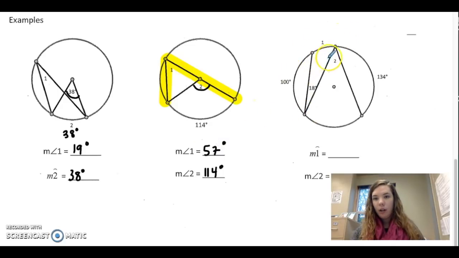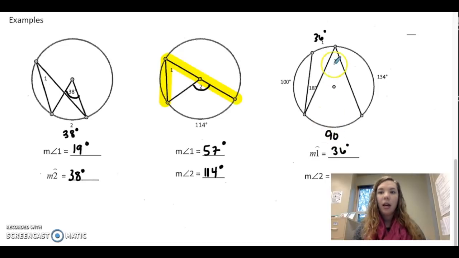Here, when you figure out 1 and 2 again, this is an inscribed angle, so the arc measure is double. 18 times 2 is 36. If I know these three, then I can find this last one by taking 360 minus 136 and 134. So this last one is 90. My inscribed angle is half of that, or 45 degrees.